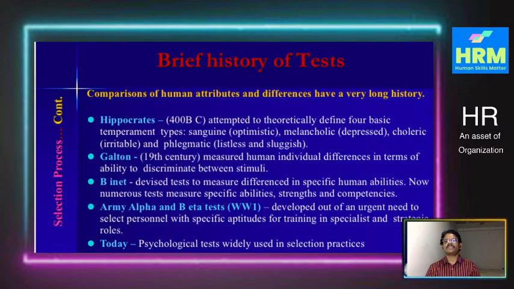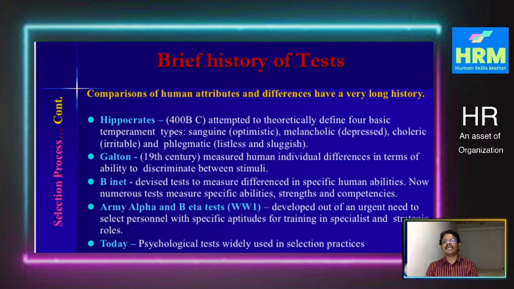Right. If you just look at the brief history of the test, the comparison of human attributes and differences has a very long history. Hippocrates, 400 BC, attempted to theoretically define the four basic temperament types: sanguine, optimistic; melancholic, depressed; choleric, irritable; and phlegmatic, listless or sluggish. So these are the four types identified with the human, right? And that was in 400 BC, earlier.